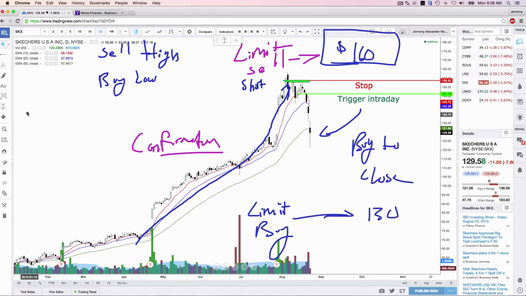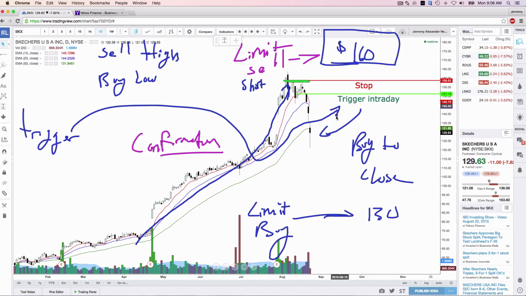Those are often referred to as what's called trigger orders. So notice how you'll see this little word trigger intraday on a lot of my charts. That means that this is the price at which I will actually trigger into the trade. So I'm not in the trade yet, but if the trade does whatever I want it to do, then I'm going to get triggered in.